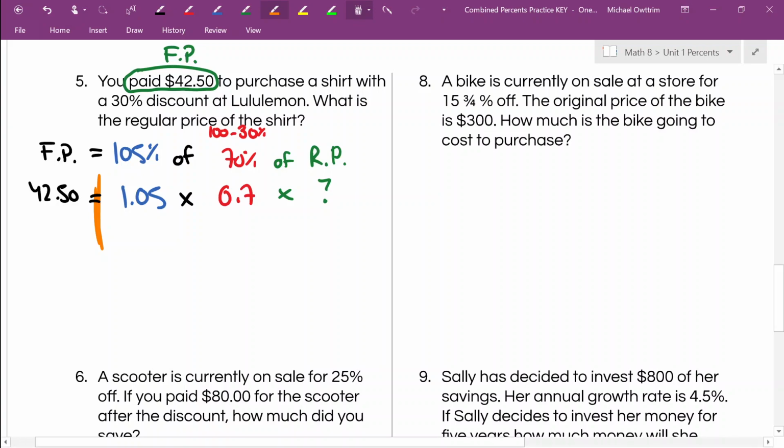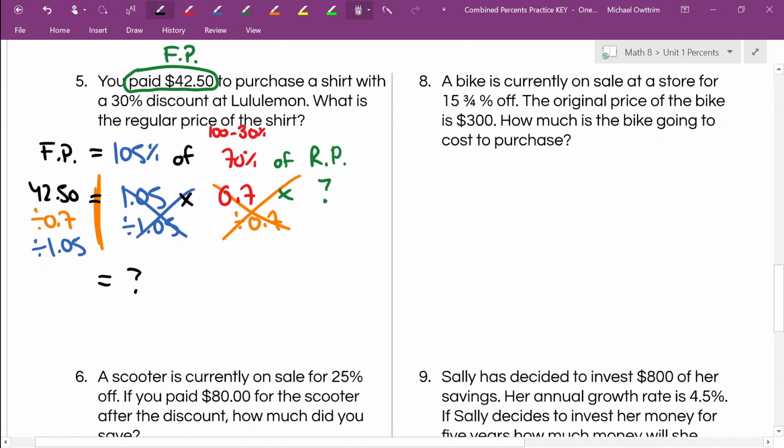So I asked myself, what is the opposite of multiplying the question mark by 0.7? Well, that would be dividing. And remember, when we're solving, what we do to one side, we need to do to the other as well. And then while we're here, let's ask ourselves, what's the opposite of multiplying by 1.05? And that would be dividing by 1.05. And we do that to both sides as well again.